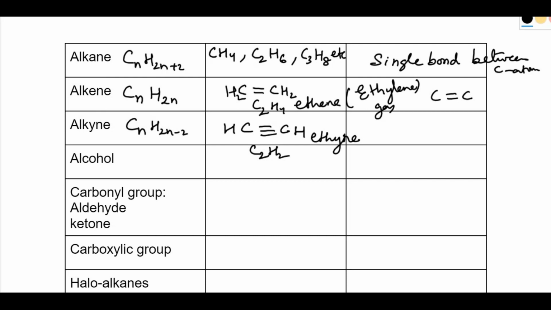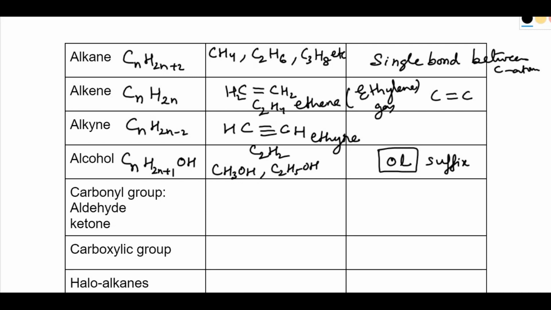What about the alcohol structure formula? CnH2n plus 1 OH. The first member of the family is CH3OH, which is methanol. C2H5OH is ethanol, then propanol, butanol, and so on. The name ends with ol. This is the suffix. The prefix is based on the number of carbon atoms.